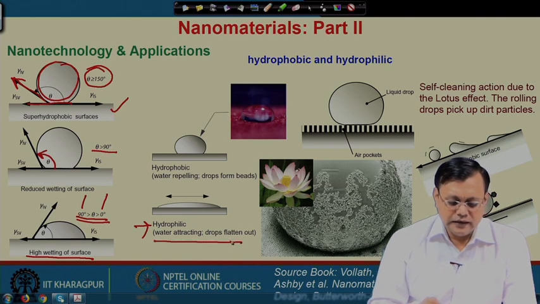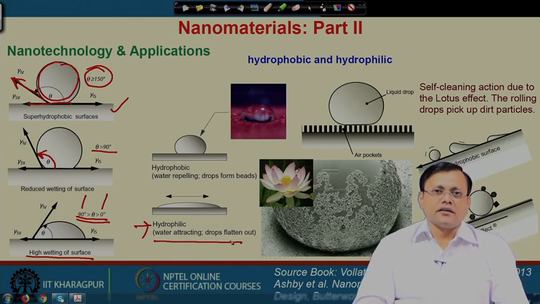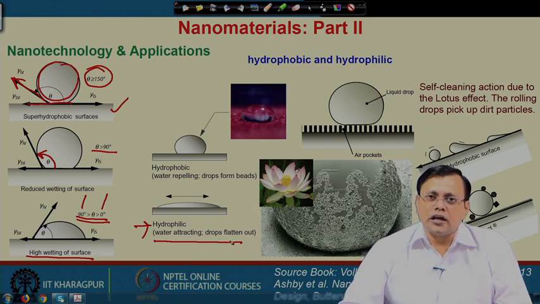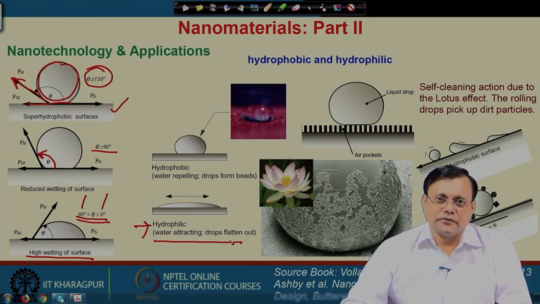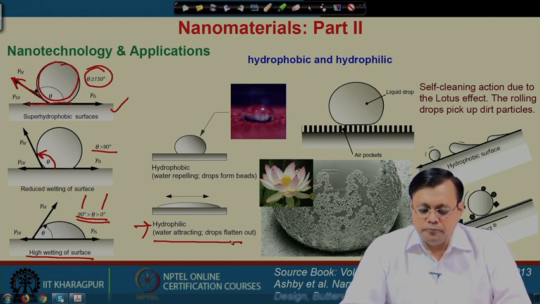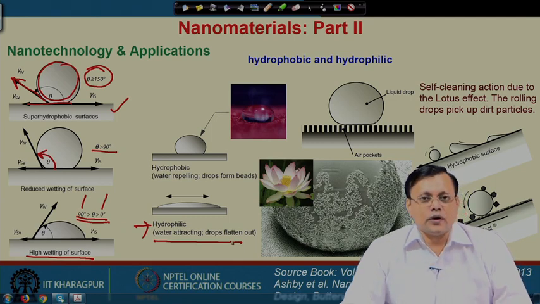This is called a hydrophilic surface, where water is more attracted to the surface. You should keep in mind that we do not always need a hydrophobic surface where water should not wet the surface. In some applications we also need water to wet a surface. So, these are important application areas one has to look at.